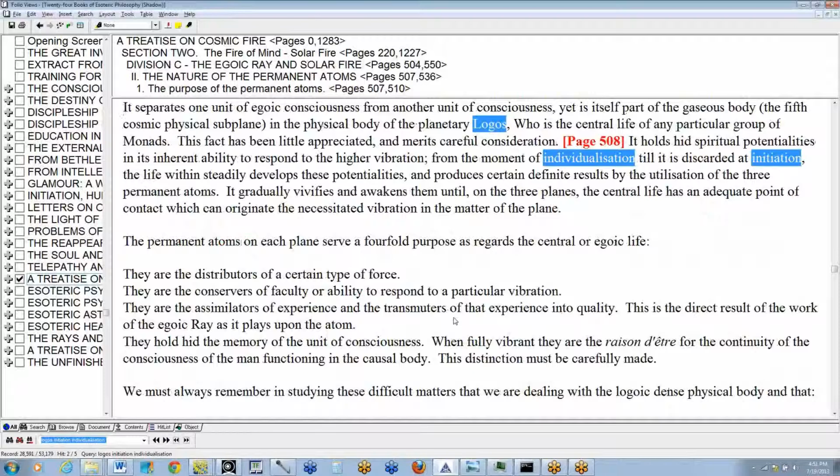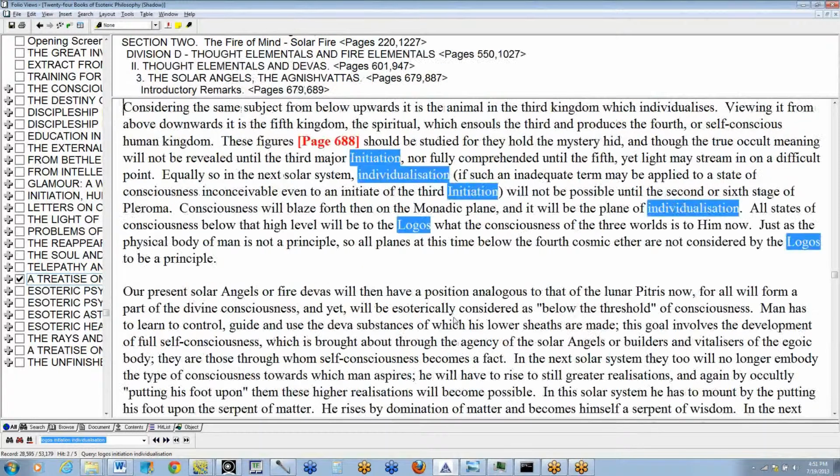From the moment of individualization till it is discarded at initiation. No. These figures should be studied, for they hid the mystery, and through the occult meaning will not be revealed until the third major initiation, nor fully comprehended until the fifth. The word major is problematic because there's a series of lesser initiations that occur before the birth, and then the birth can be called major.